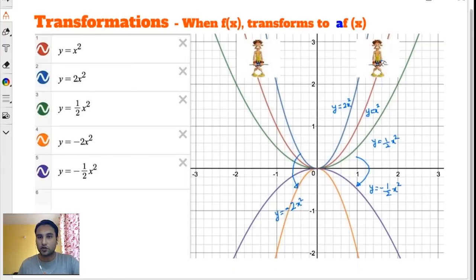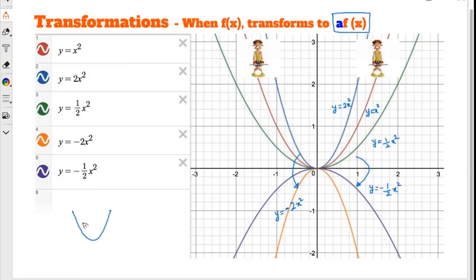Got it? Look at these two. They are like pulling the graph up or pushing the graph down. Pull up, push down. Pull up, push down. It is like piston movement. This a times fx transformation is like piston movement. Either the graph will be pulled up or the graph will be pushed down based on the value of a. If a is more than 1, it will be pulled up. If a is a fraction, it will be pushed down. Got it? Okay.